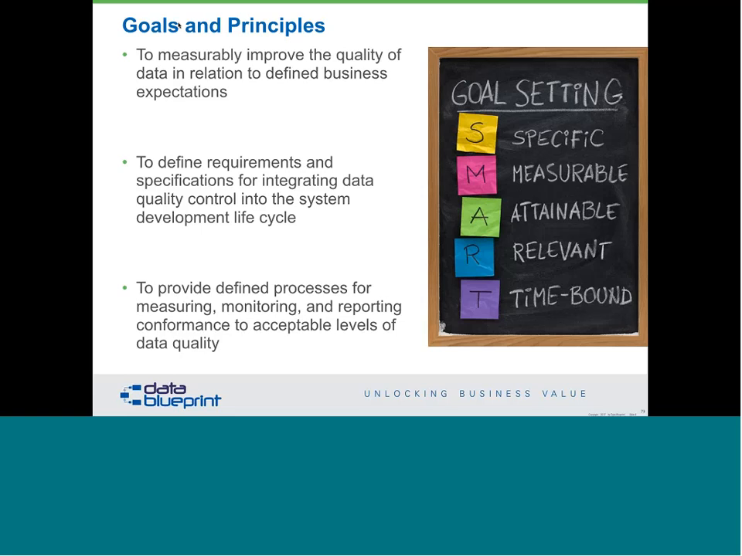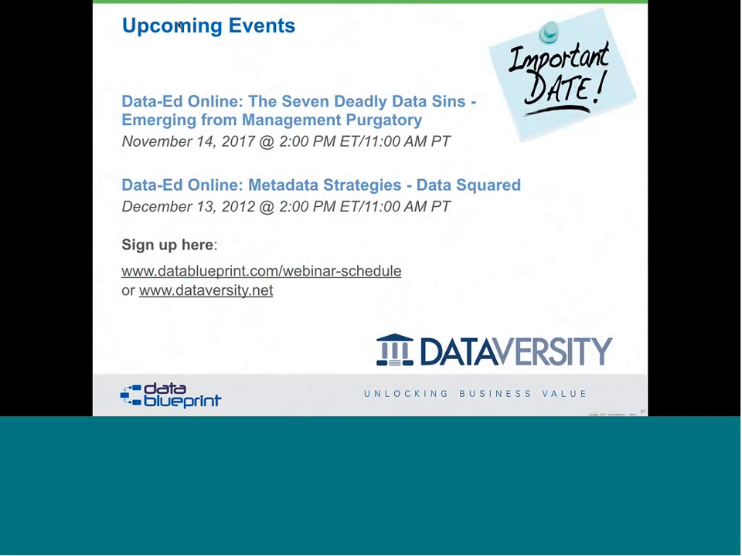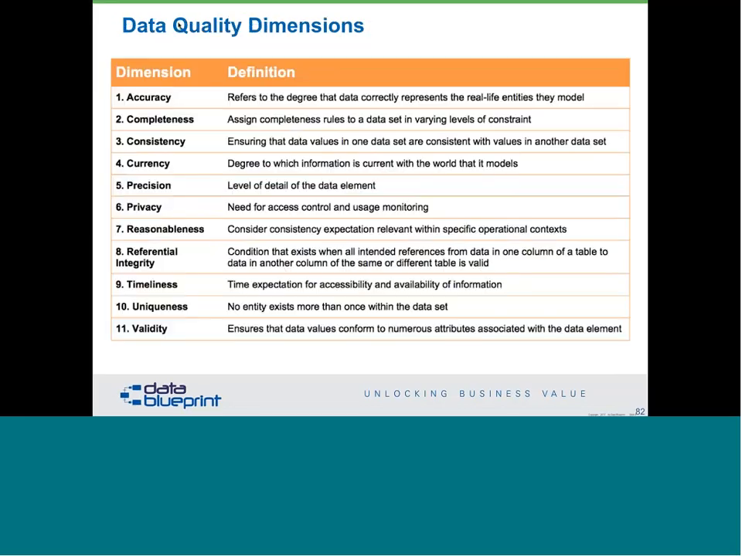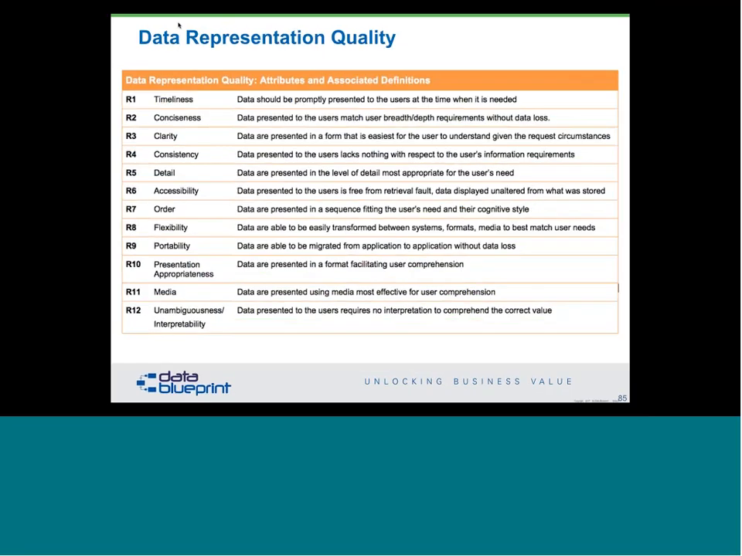So to finish up, our goal here is to measurably improve the quality of data with respect to business expectations, to define the specifications for integrating data quality within the system development lifecycle, and to provide defined processes for measuring and reporting acceptable levels of data quality. Here's our summary chart. And we're right at the top of the hour, so I'm going to put our upcoming event slide, but I also want to tell you that we've included in here some references, additional reading, data quality dimensions, other things. And Shannon, we are at the top of the hour.